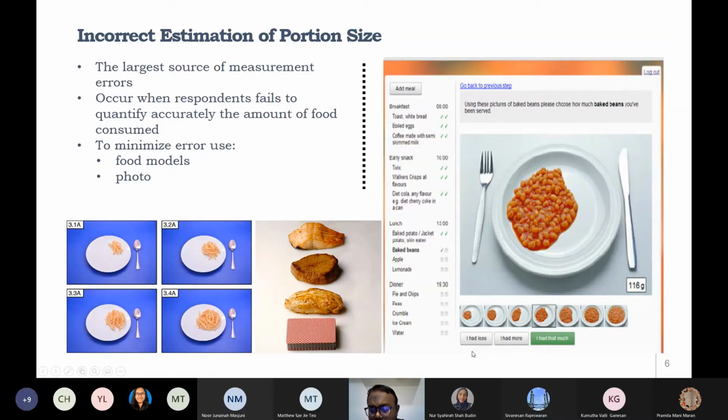So they also have some option that they had less than this, the 8 photographs, or they had more than the 8 photographs here, in case they consume a lot more than this. Okay, so there are several methods to do this. You can use food model or also use photograph series.